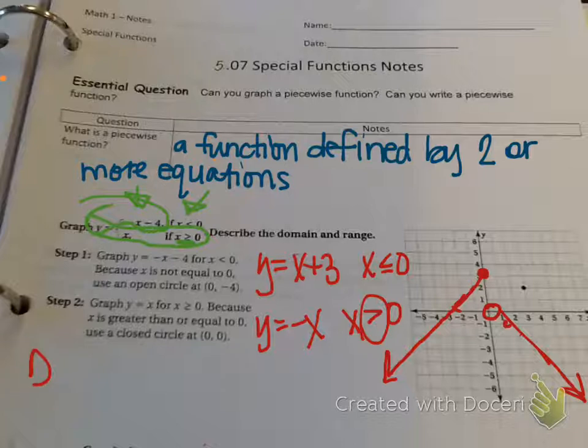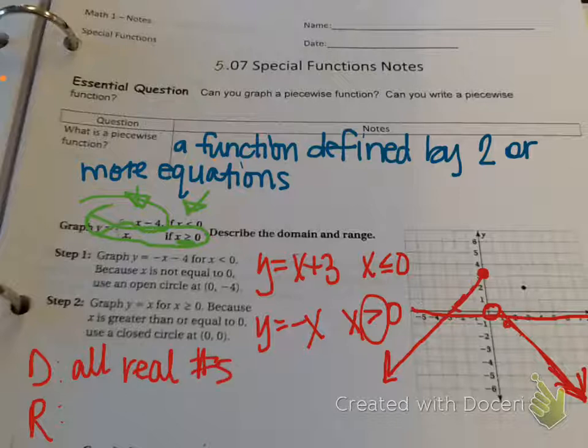And then I have to describe the domain and the range. So the domain, again, we're looking at the x values. And if we're looking straight across, these are going forever in the negative direction. These are going forever in the positive direction. So my domain is all real numbers.